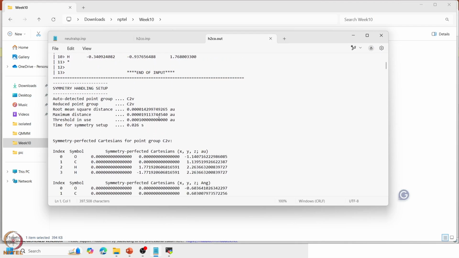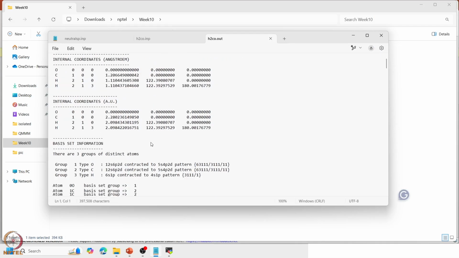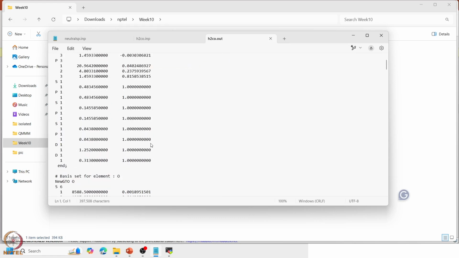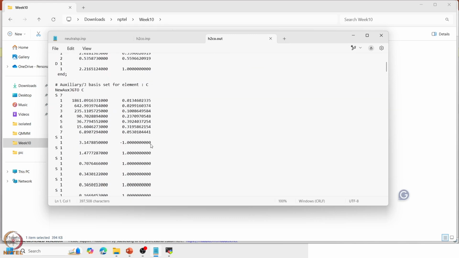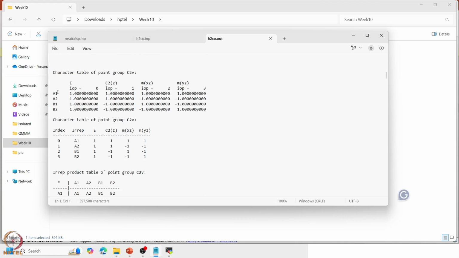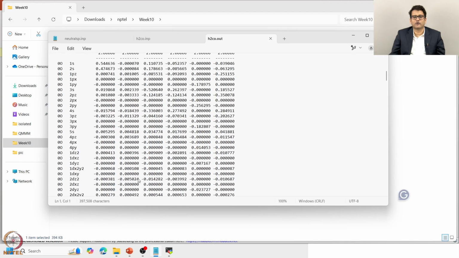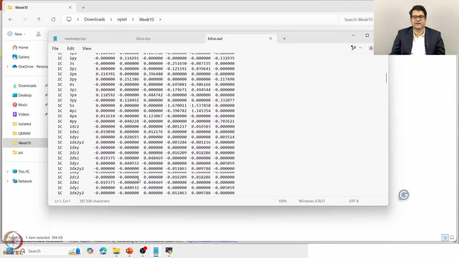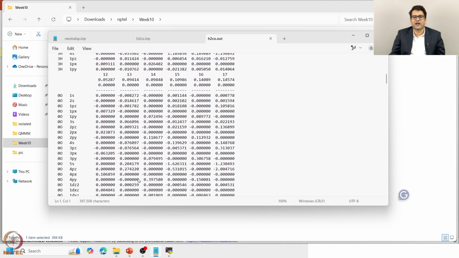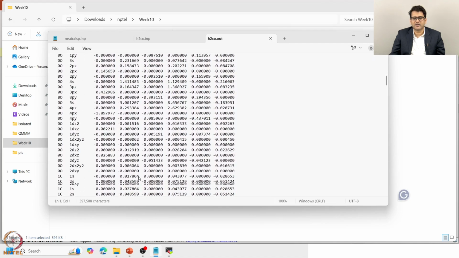The symmetry of this system is C2v, and if I come down you will see the irreducible representations. There are 4 irreps, each one dimensional: A1, A2, B1, B2. I will not describe why they are called A1 or A2 or B1 or B2; you should consult any good group theory book for that. After your SCF is done, these are the orbitals. Remember, we have given LargePrint because we are interested in seeing the molecular orbitals.